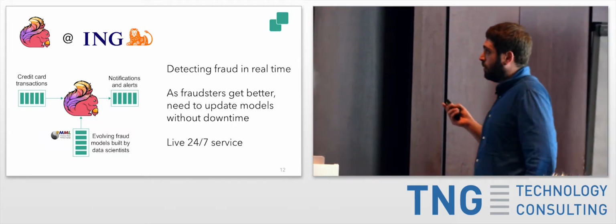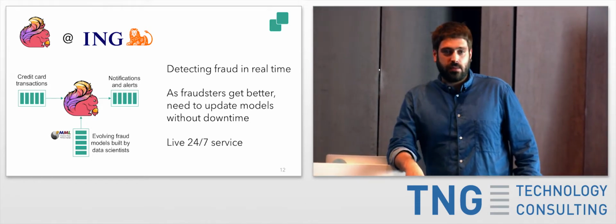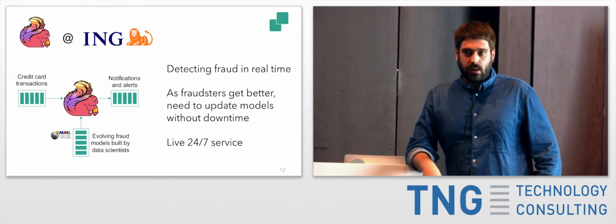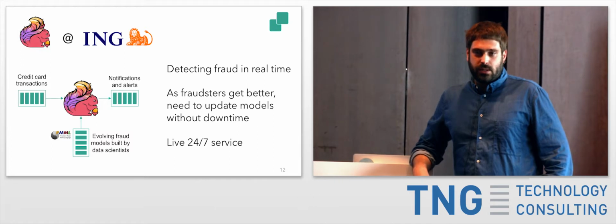ING is a bank in the Netherlands. It's a global bank headquartered in the Netherlands. So the particular system they're building with Flink is a fraud detector system. So very similarly, we're getting now a stream of events that are credit card transactions.